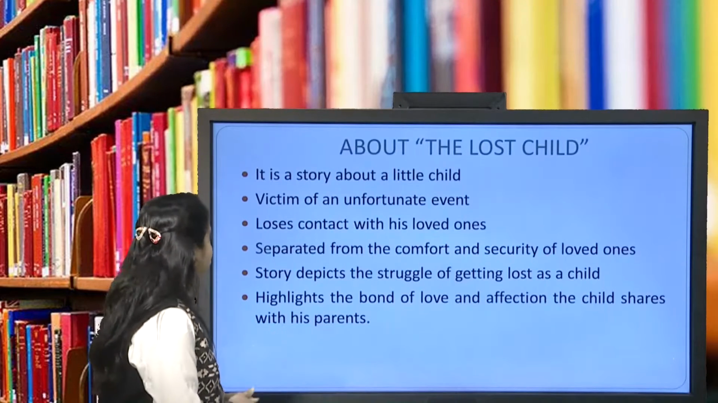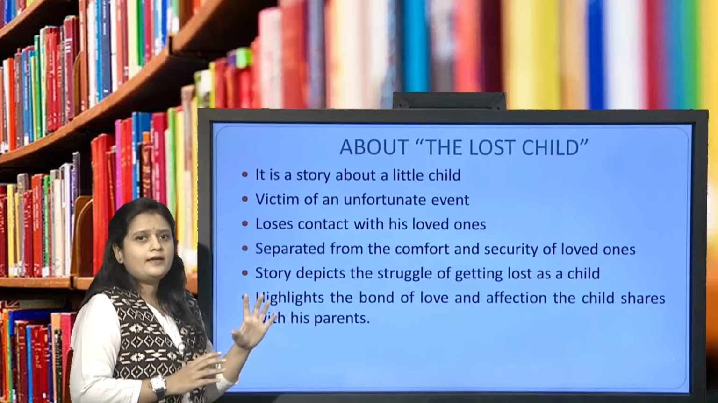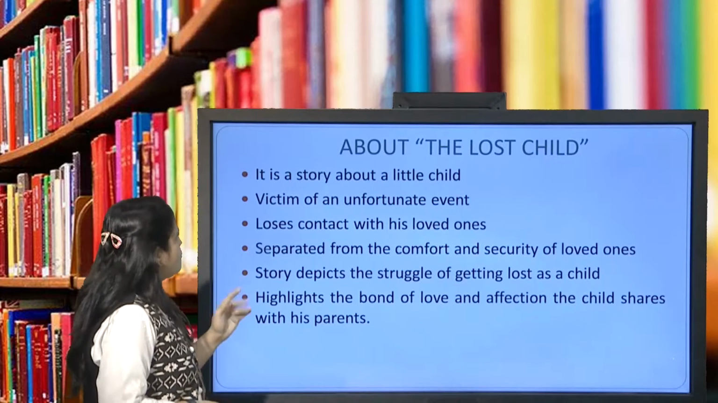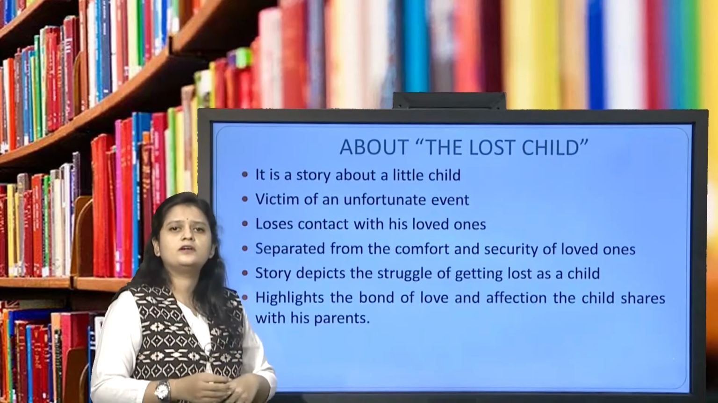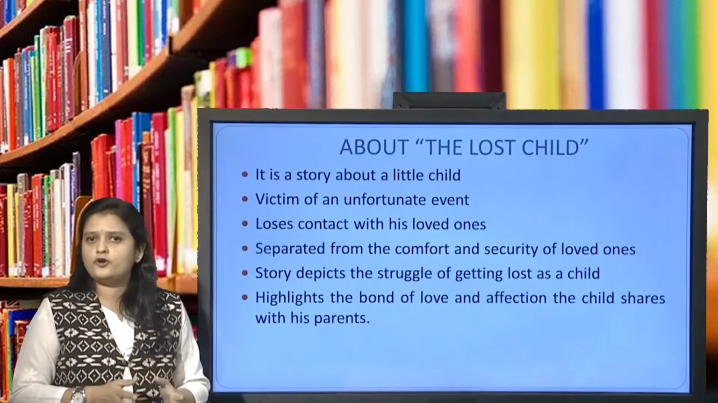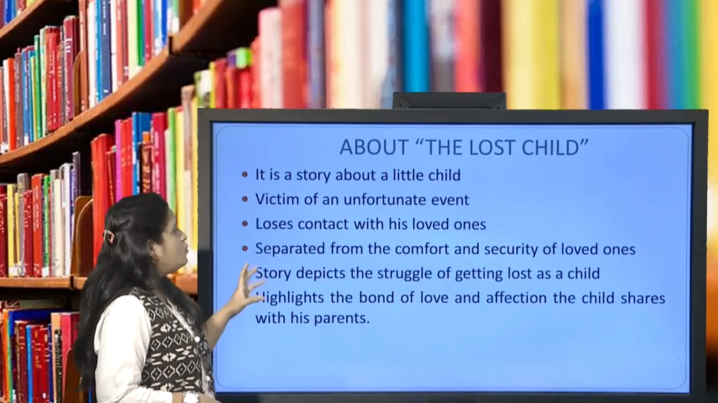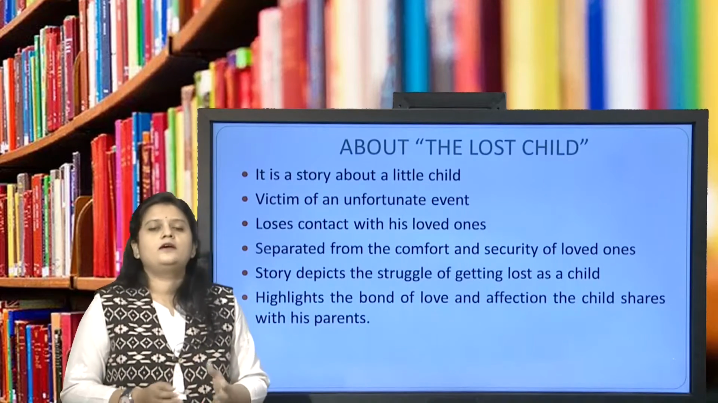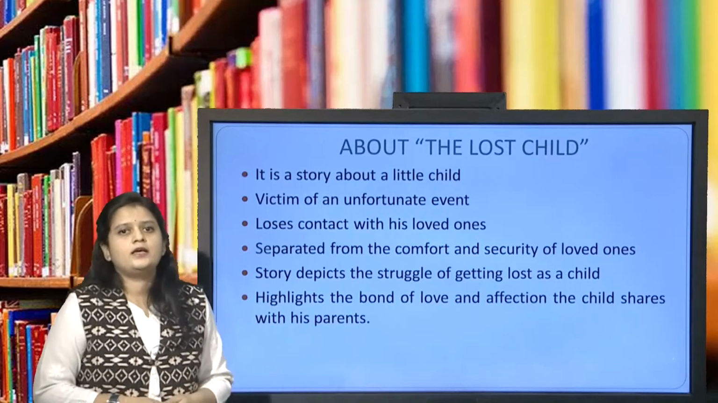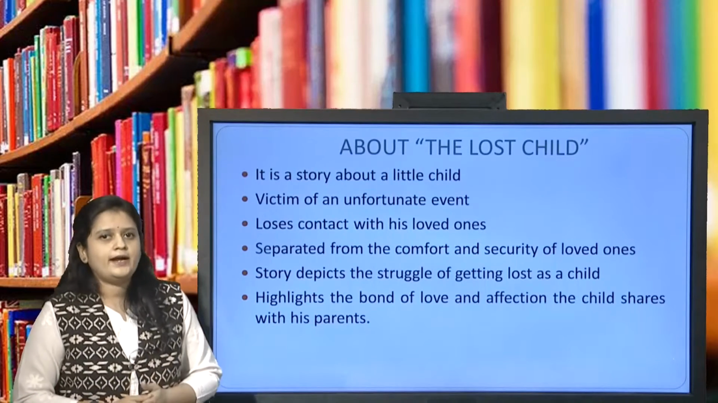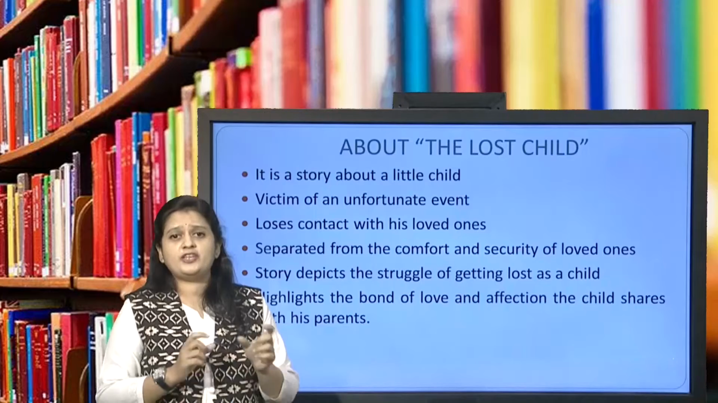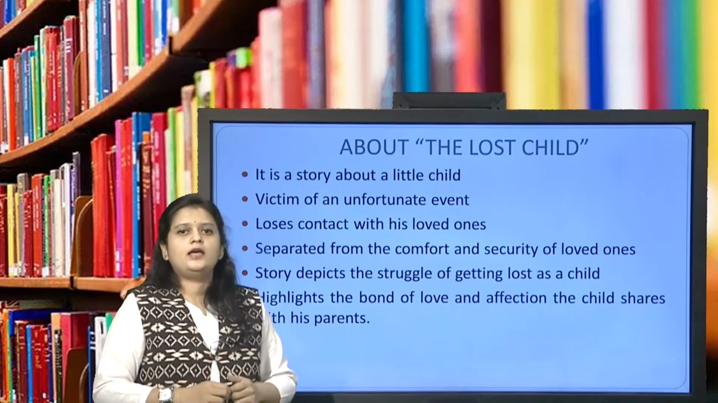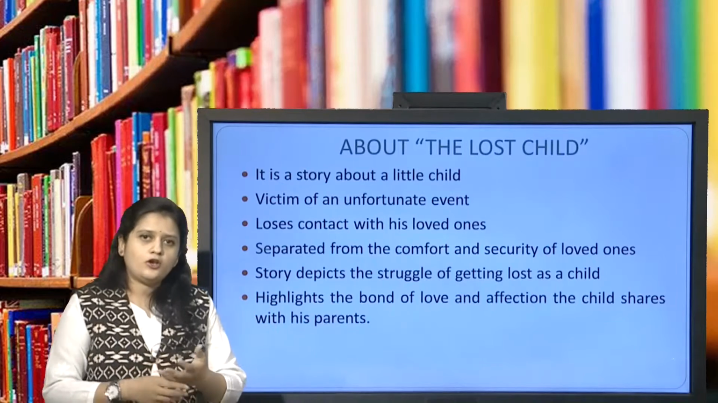Moving further, now here is a brief information that what The Lost Child is all about. It is a story about a little child who is a victim of an unfortunate event. He loses contact with his loved ones. He loses himself in a fair where he is visited with his parents. But ultimately, we find out that this is a story of a child's love and affection for his own parents. It takes us into the whole psychological view.